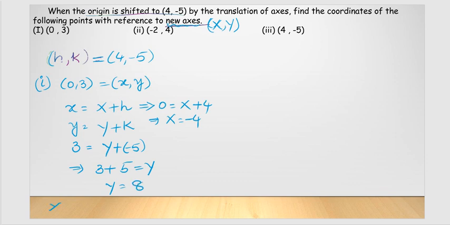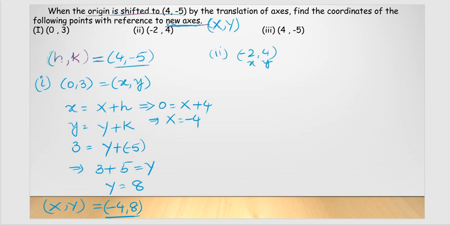So from this, capital X comma Y is equal to minus 4 comma 8. This is nothing but my answer for this. For the second one you can do it now. It is minus 2 comma 4, which is nothing but small x, small y, and h comma k is given as 4 comma minus 5.